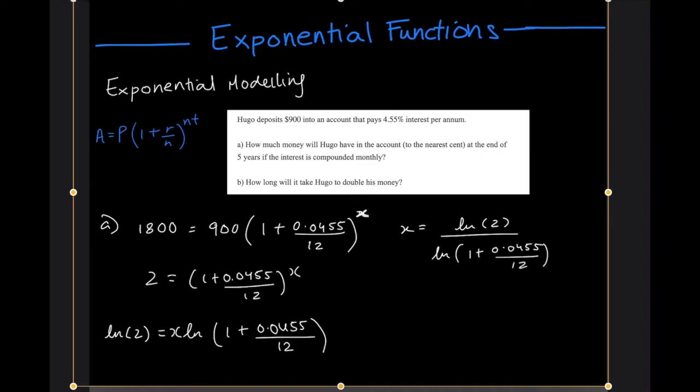This would cancel out, and we would have x is equal to 183.2, which is saying 184 months, and if you want to calculate it, that would be 15 years and 4 months. So it would take a long time for him to just double his money.